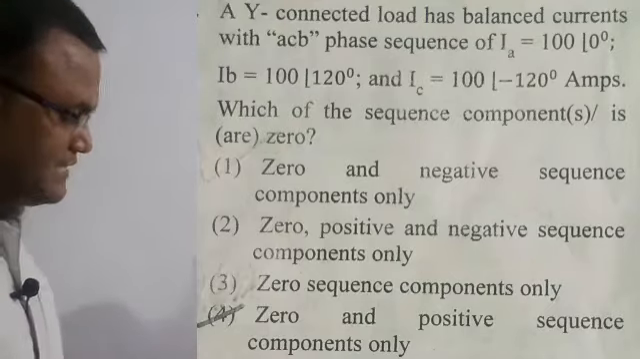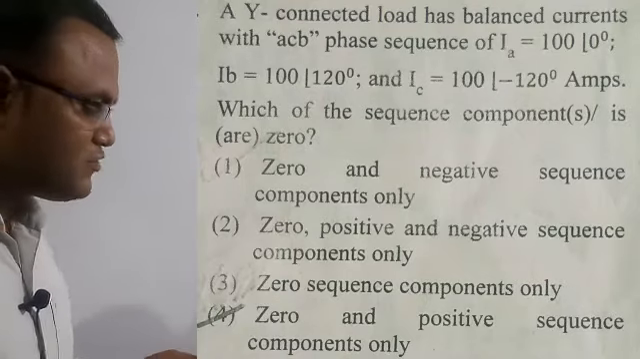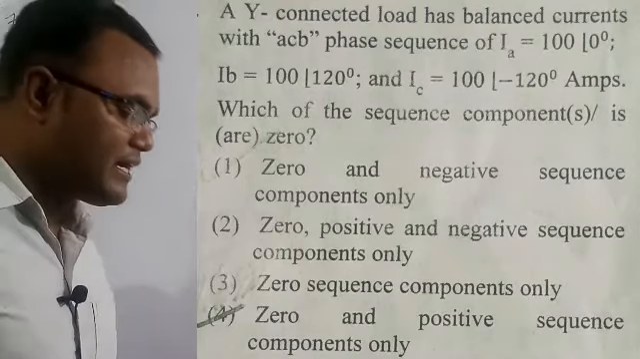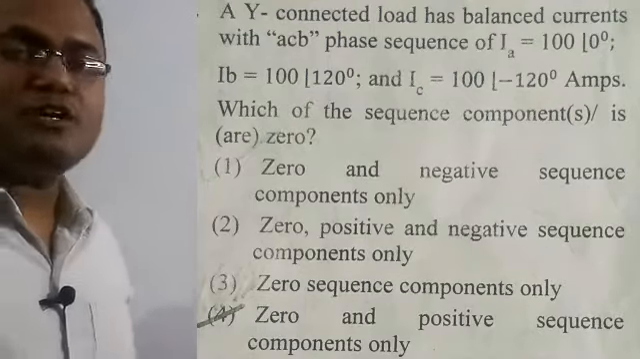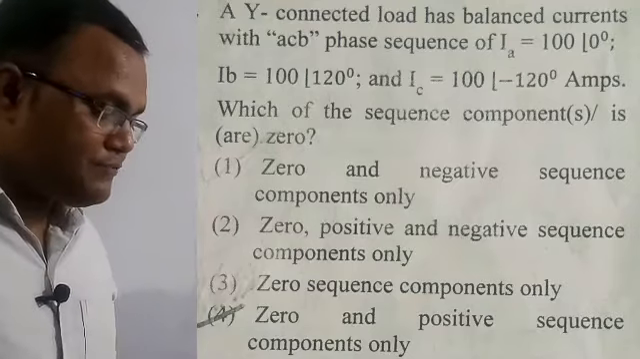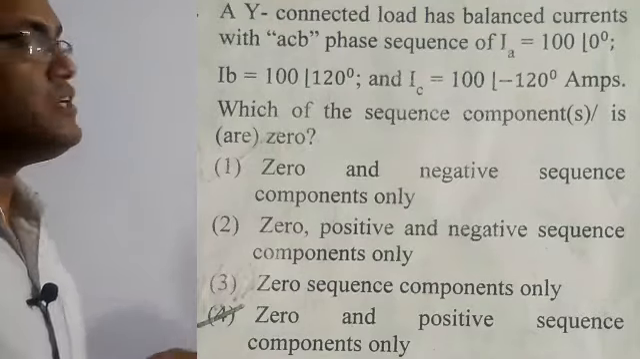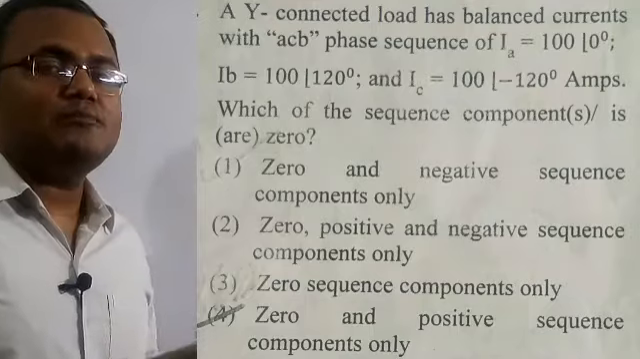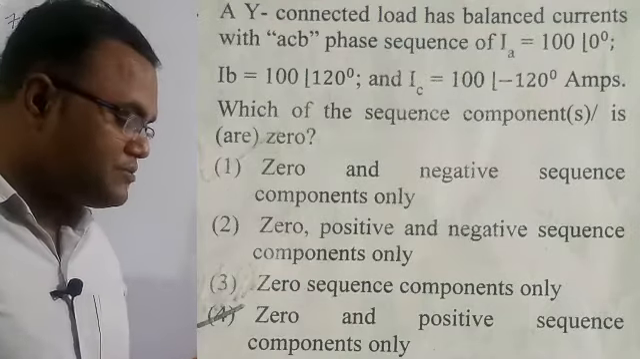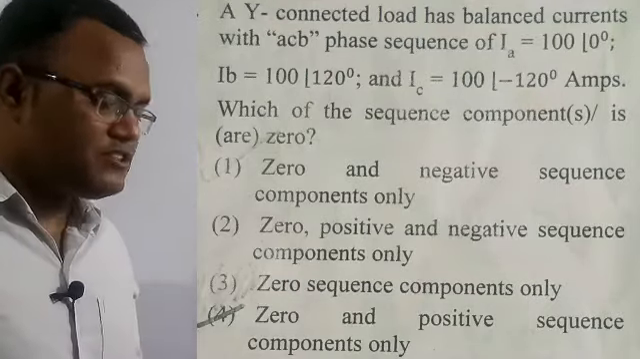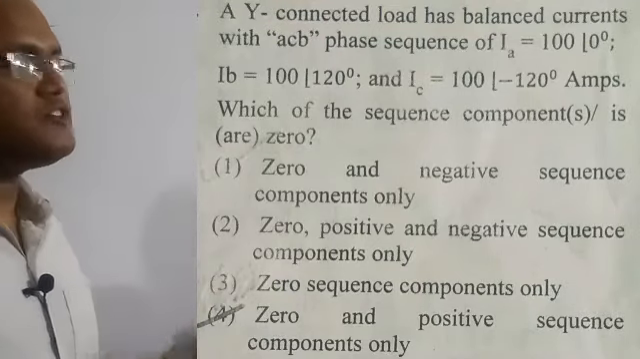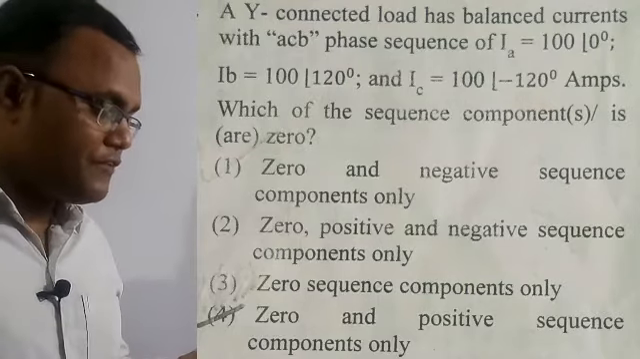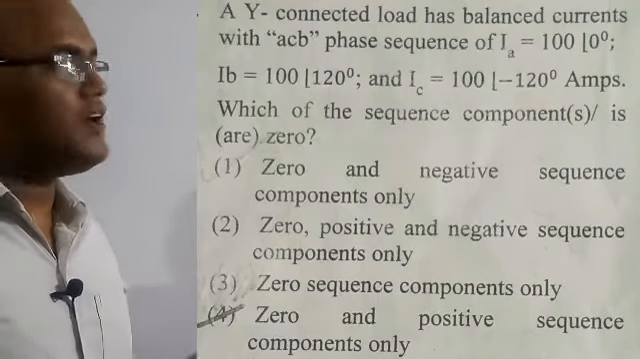So now we are going to solve the 75th question. See the question here. The question says that a star connected load has balanced currents with ACB phase sequence of IA is equal to 100 angle 0, IB is equal to 100 angle 120 and IC is equal to 100 angle minus 120 ampere. Which of the sequence components are 0? So we need to find here which sequence components are 0. Out of the 4 options, option D says the 0 sequence and the positive sequence components are only 0, meaning the negative sequence component is non-zero. So now we will solve this question and we will check whether the 0 sequence and positive sequence are 0 or not.